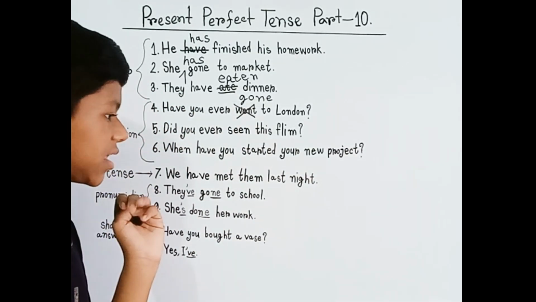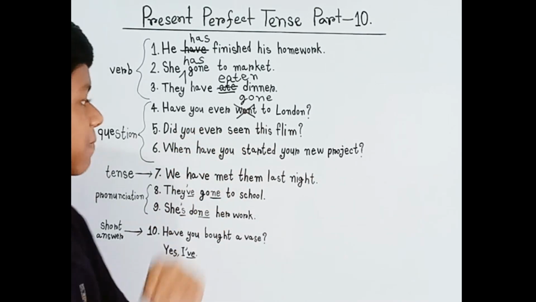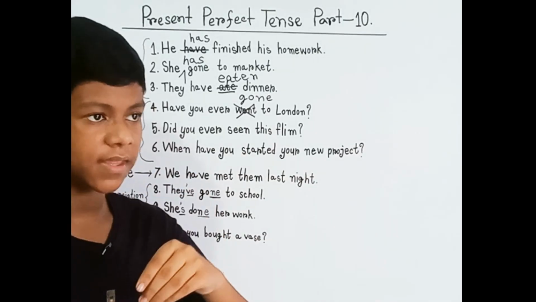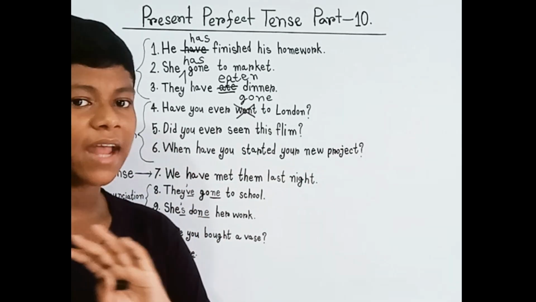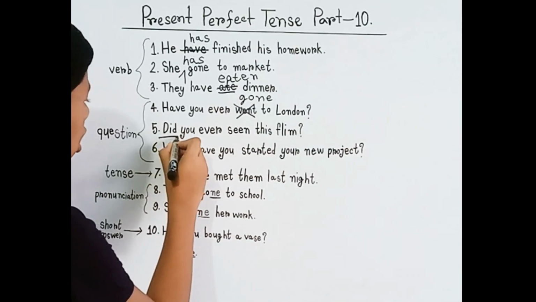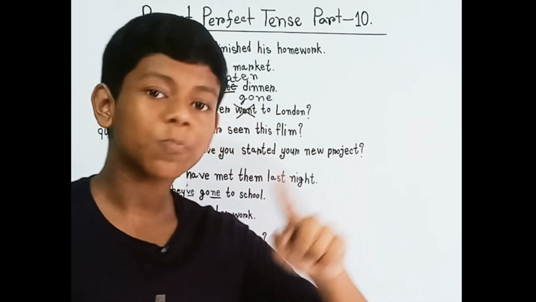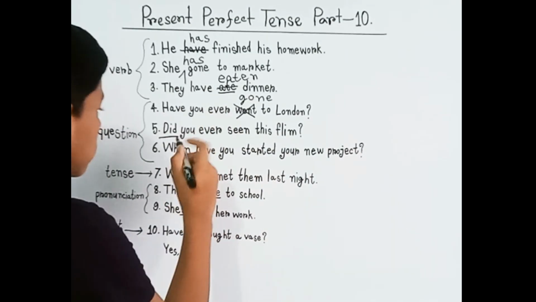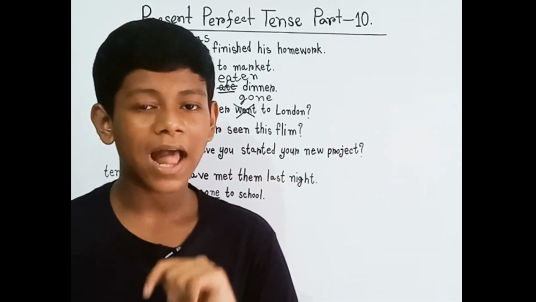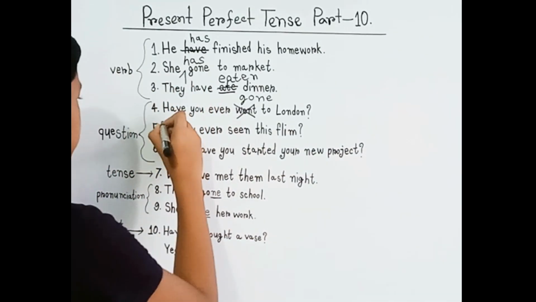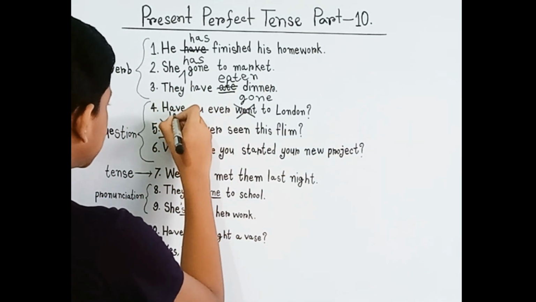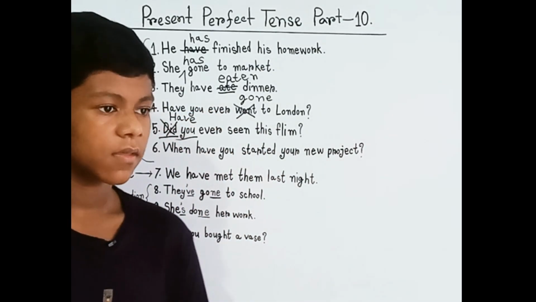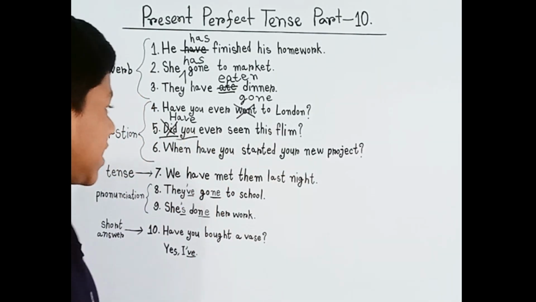The next is, did you ever see this film? This is also wrong here. If you want to use this with present perfect tense, you can't add did, because did is always used with past simple. In this case, you have to check the subject as well. Our subject here is you, so our helping verb will be have. Have you ever seen this film?